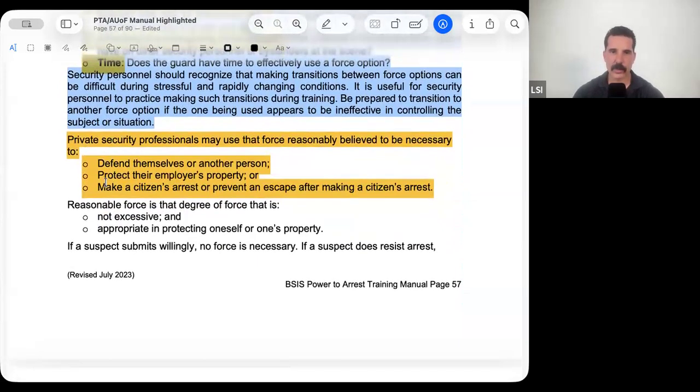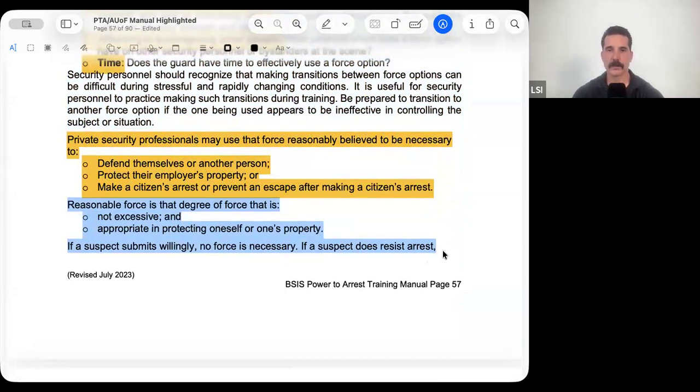There's a sentence and 3 bullet points. We're highlighting all of it, where it says private security professionals may use the force reasonably believed to be necessary to defend themselves or another person, protect their employer's property, or make a citizen's arrest or prevent an escape after making a citizen's arrest. I'm going to highlight those.